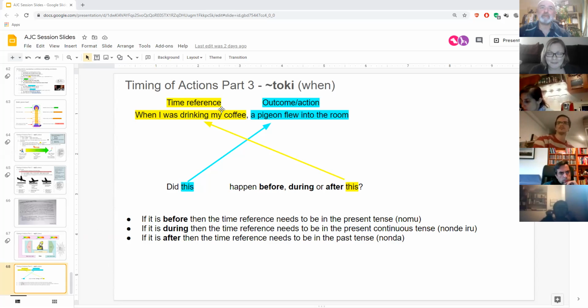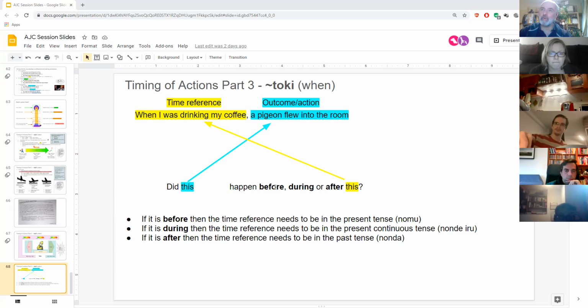So what the question, if we have a sentence like this, when I was drinking my coffee, so that's the time reference, when I was drinking my coffee, and then the outcome or the action was a pigeon flew into the room. So in order to get the right tense for this part, you just have to ask, did this happen during, before, or after this? Yeah. So the blue part tells you the tense of the entire sentence, but the tense of the time reference, you have to ask this question.